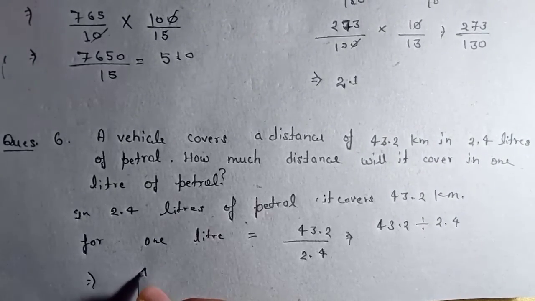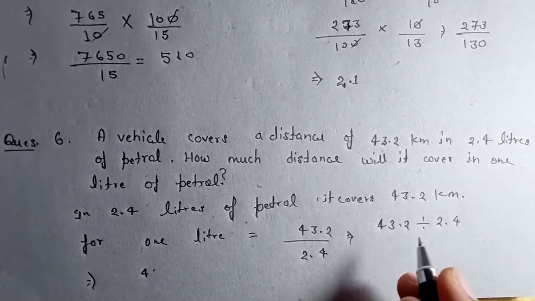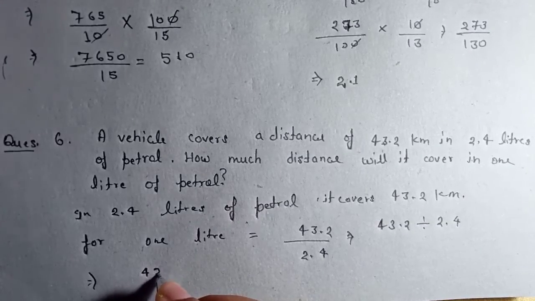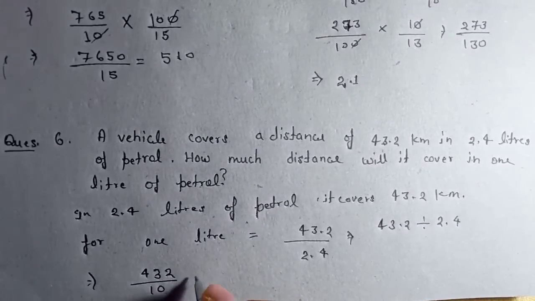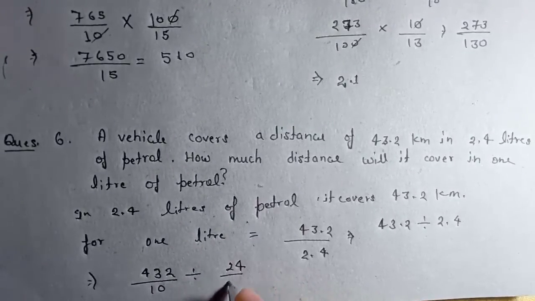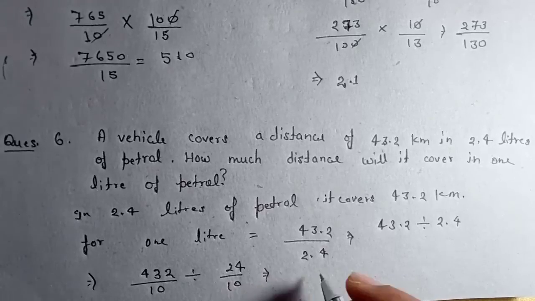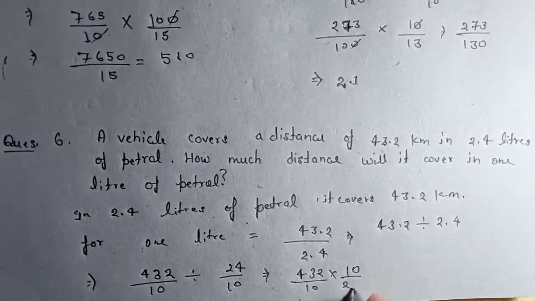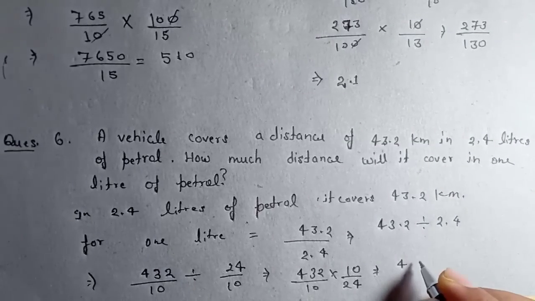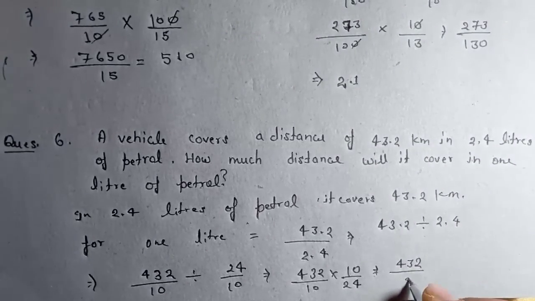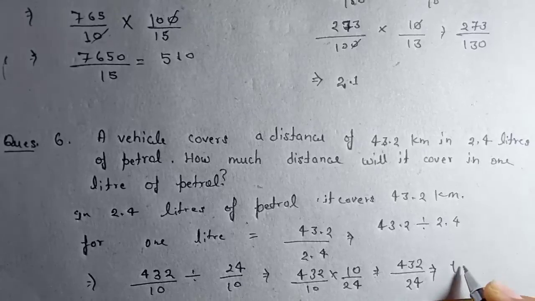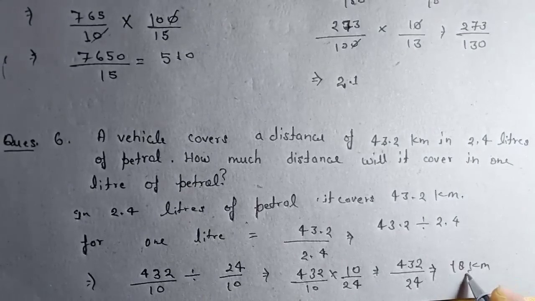Here 43.2 is now divided and multiplied by 10 because there is one digit after the decimal point. So 43.2 becomes 432 upon 10 and is divided by 24 upon 10. This is now, after multiplying by the inverse, you will get this. So eventually you will get 432 upon 24 and the result is 18 kilometer, and this is our answer here.